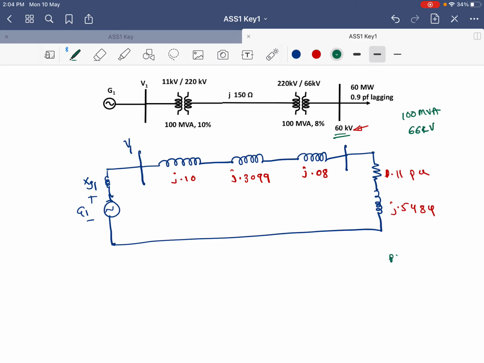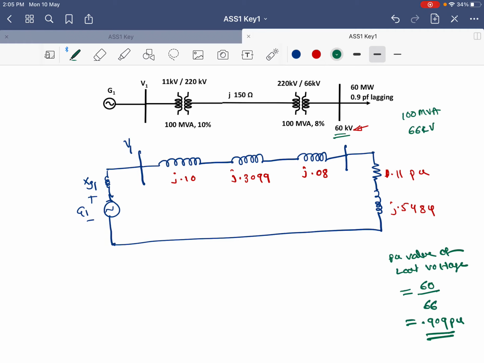I'll write here, per unit value of load voltage is equal to the actual value, which is 60, divided by the base value, which is 66. Therefore, what I am getting here is the voltage is 0.909 per unit at this point.